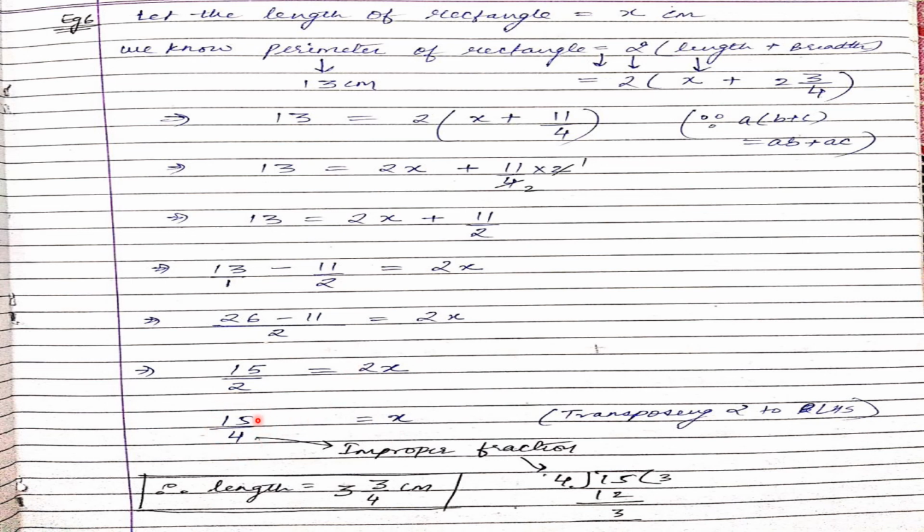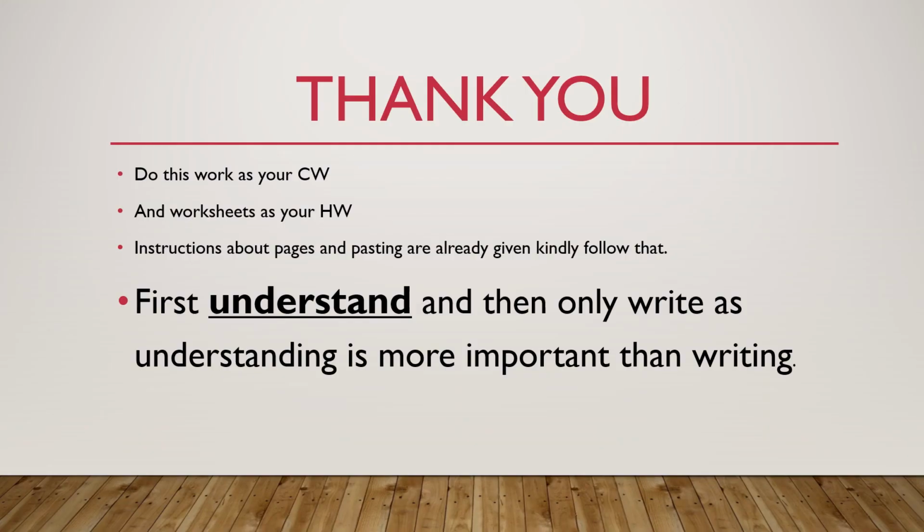As numerator is larger than denominator, we call it improper fraction. So it is our responsibility to convert this into mixed fraction, and we all know the method. We simply divide like this and write the answer in mixed fraction, 3 3 by 4 centimeter. Got it? Thank you. I hope you understood the concept very well.